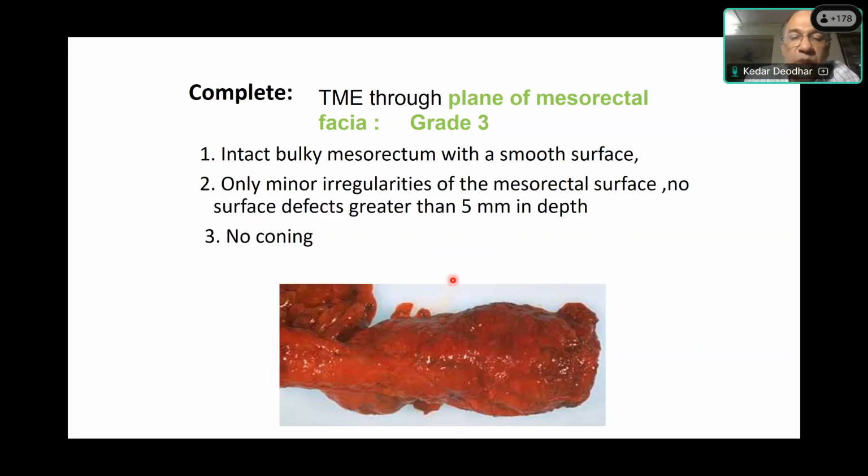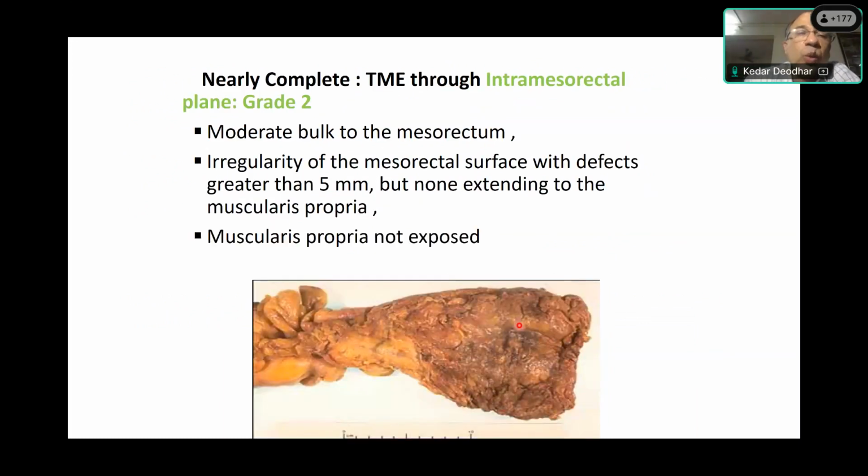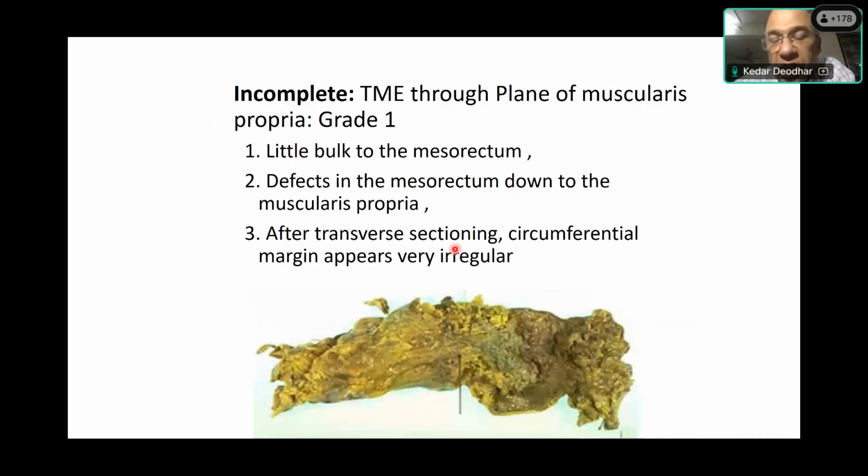So this is what the specimen will look like. These photographs are from the Royal College of Pathologists data set. If we have a complete plane intact, we call it a good, complete TME. If we have a little bit of irregularities, we call it grade 2, or near complete TME. Or we have a deficiency, usually called a buttock-like area. If we have deficiency in the fat around the rectum, sometimes the muscularis coat is actually seen.